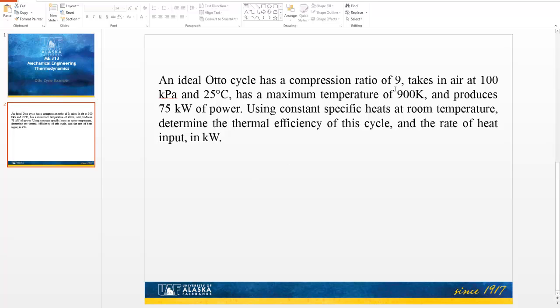The intake to the cycle is air at 100 kPa and 25 degrees Celsius. It has a maximum temperature in the cycle of 900 Kelvin, and it produces 75 kilowatts of power. We're going to use constant specific heat capacities at room temperature, and we're going to determine the thermal efficiency of this cycle and the rate of heat input in kilowatts. I'm going to solve this problem in EES.